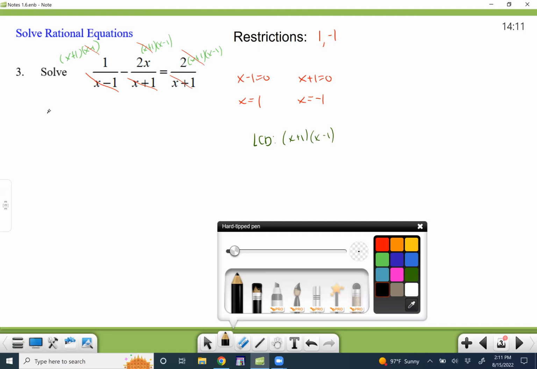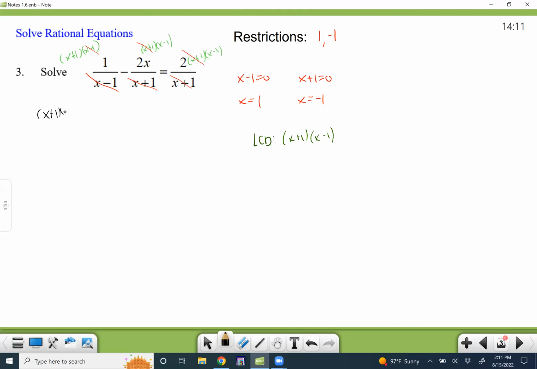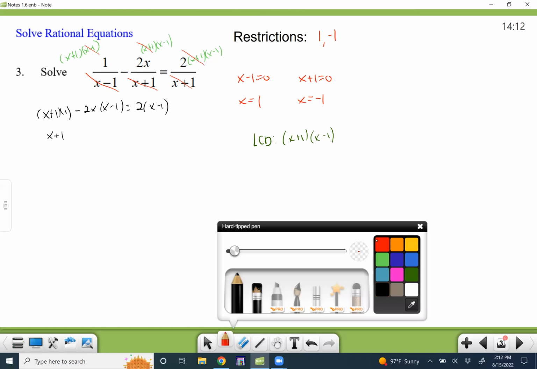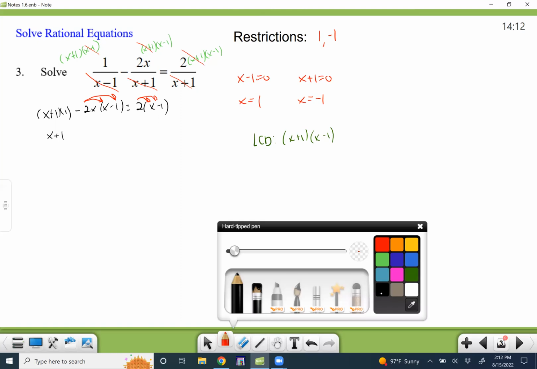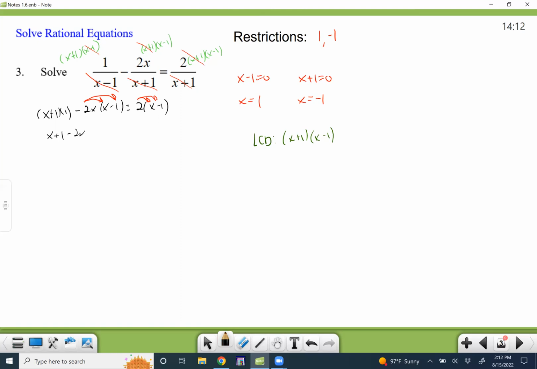So what remains is x plus 1 times 1, 2x times x minus 1, and 2 times x minus 1. Multiplying by 1 isn't going to do anything, so x plus 1 times 1 is just x plus 1. We'll go ahead and distribute this -2x and this 2. Don't forget when distributing a negative that the signs have to change, so this should be plus.